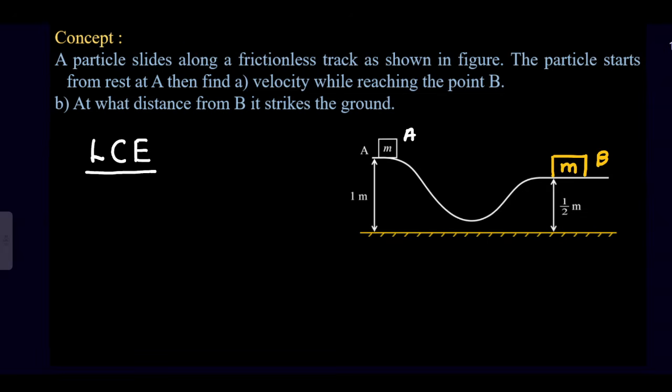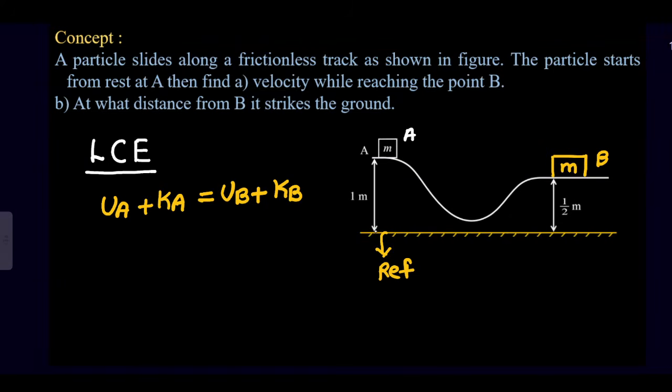Now at A and B, we are applying the law of conservation of energy. A is the initial point, B is the final point. So what we can say here is UA plus KA, which is equal to what? UB plus KB. Now I'm taking this ground line as the reference. This is common for both the A and B cases, which is why we have taken the ground as the reference line.